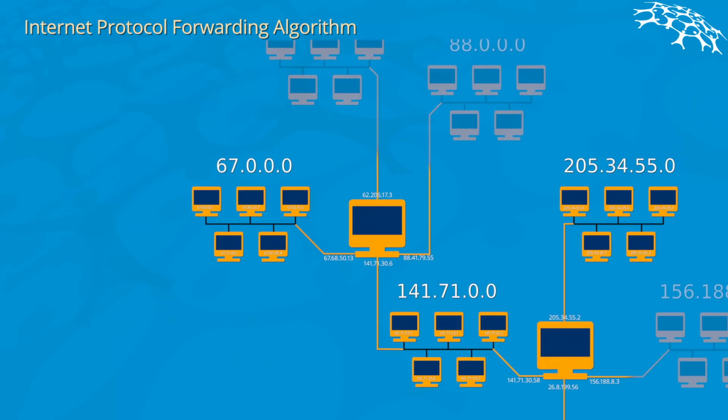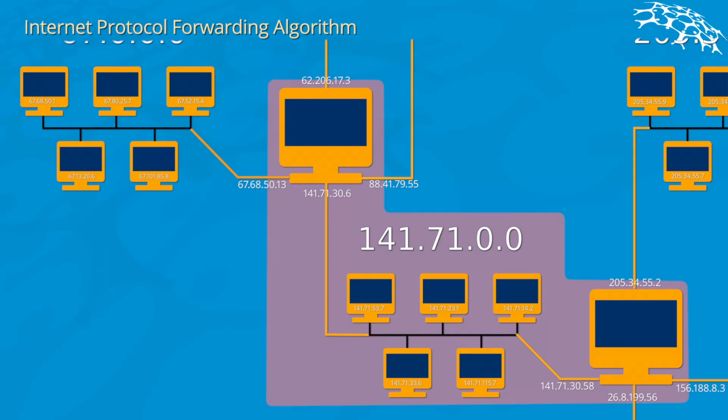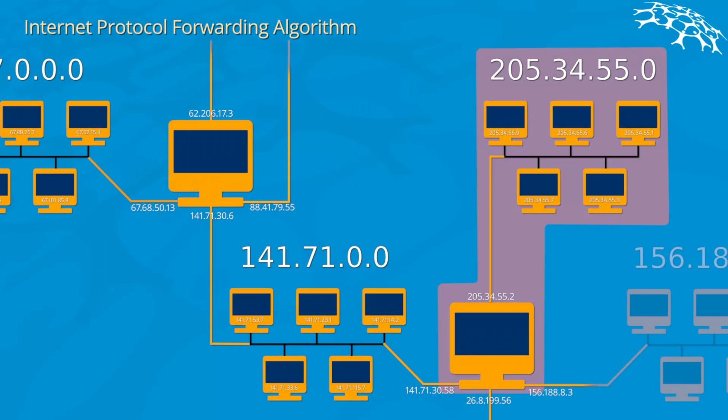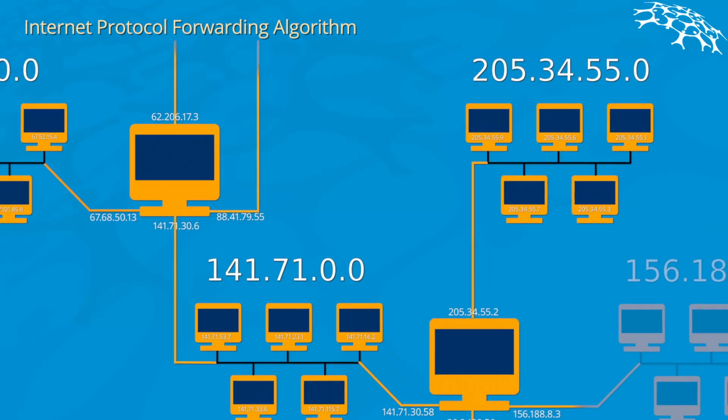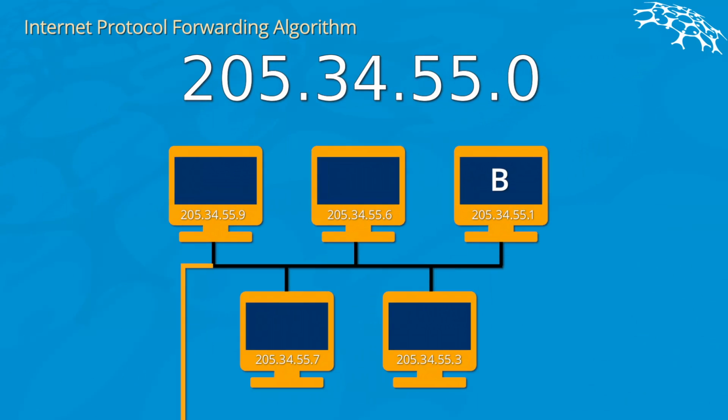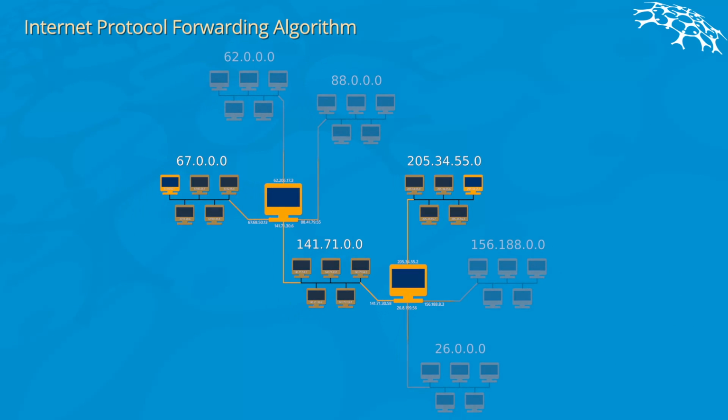For us, the 141.71.0.0 network is of particular interest. There we find router 2, which has the IP address 141.71.30.58. Like router 1, this computer is also a member of 3 more networks. For now, we take a closer look at the 205.34.55.0 network, on which our destination computer B with the IP address 205.34.55.1 is located. Let us have a quick look at the entire setup for the example of sending data from computer A to computer B.